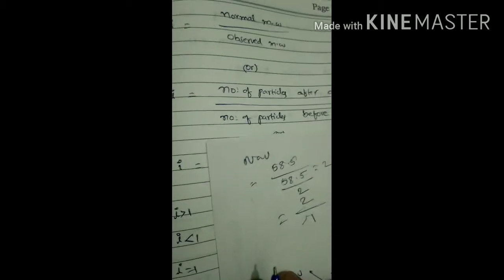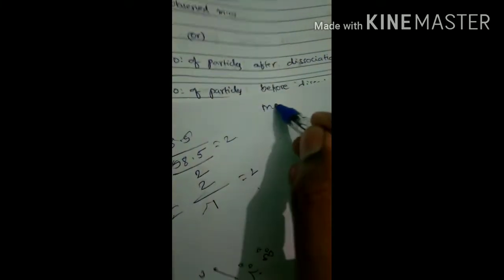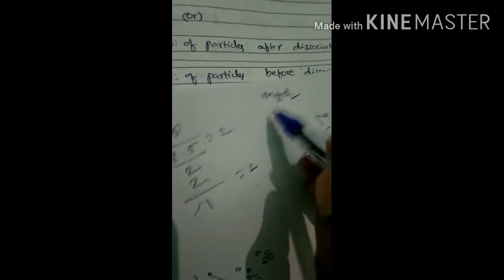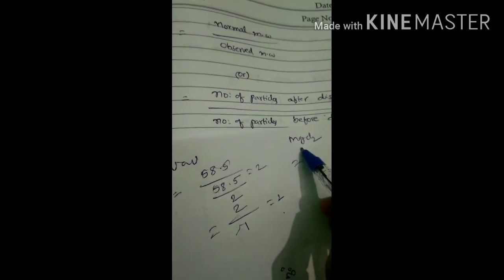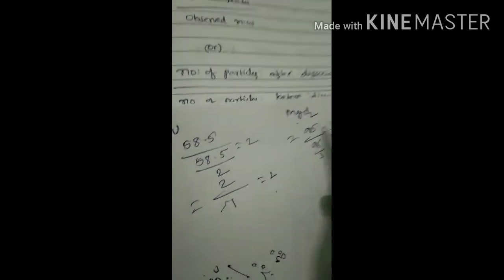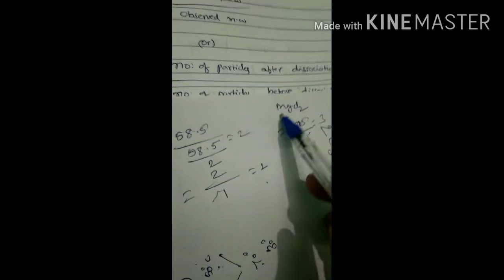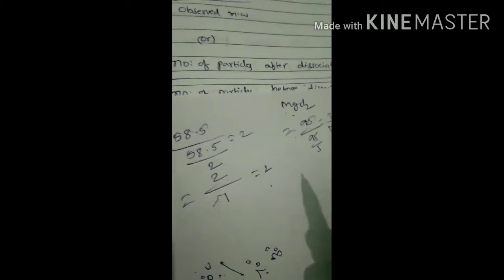Next, one more example. Take MgCl2. The i value for MgCl2: its normal molar mass is 95, observed molecular weight is 95 by 3. Total value 3. So simply the number of particles present in a given compound is considered as the i value. So this is about the Van't Hoff factor.